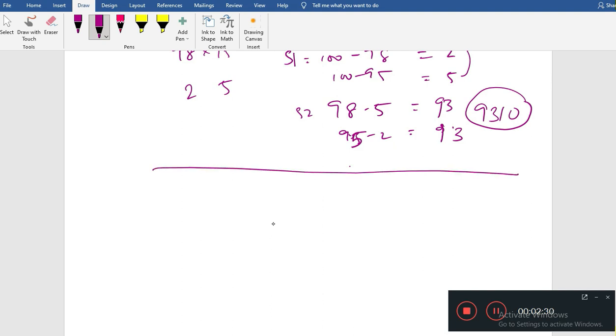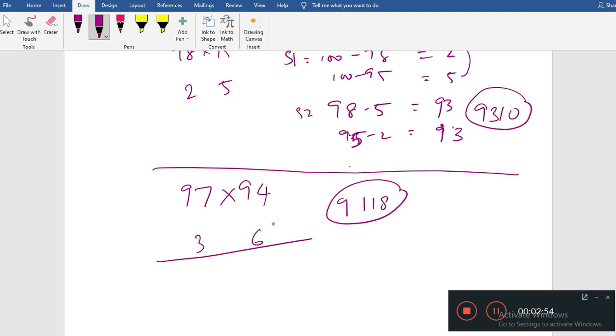That is 97 into 94. We will not do mind calculation. We immediately do 100 minus 97, which is 3, and 100 minus 94, which is 6. Then what is 97 minus 6? It is 91. Then 3 into 6 is 18. So 9118. Once you start using this method, you will be able to calculate very fast.